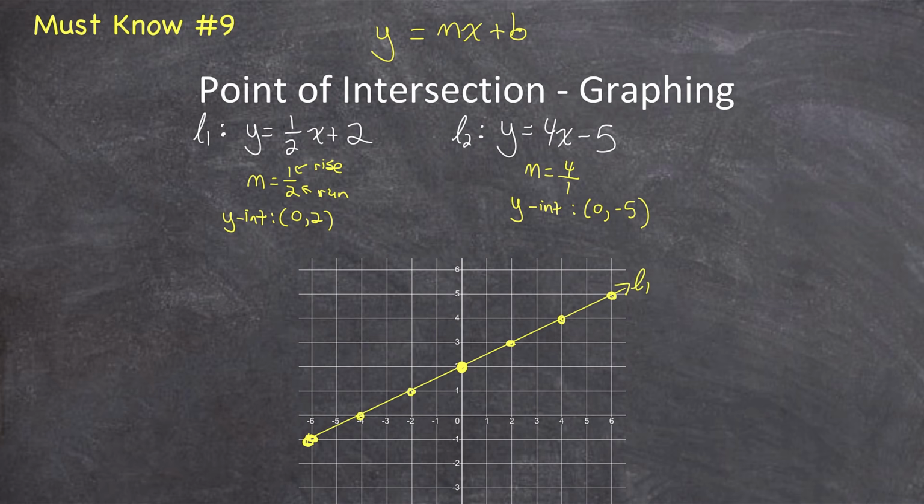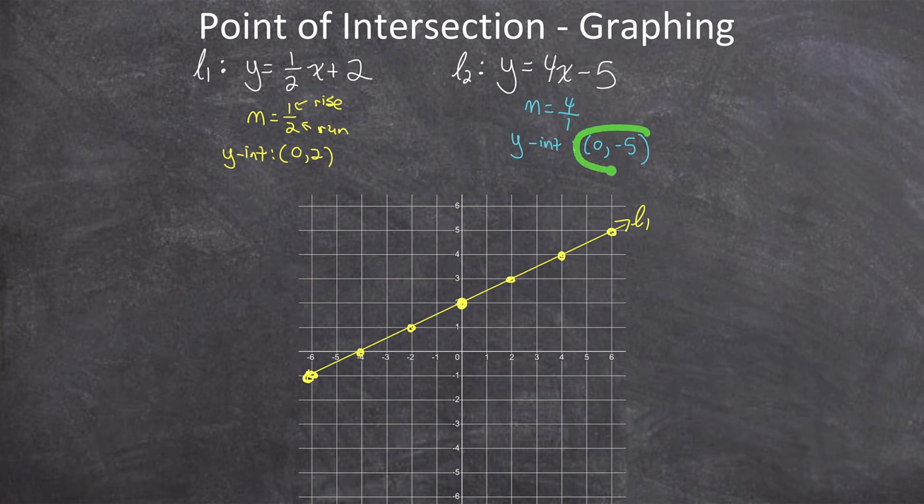Now I also have to graph line 2 and see where they cross. And now to graph line 2, let me do this in a different color. I can graph line 2 by plotting its y-intercept at -5, and then using the slope of 4 over 1, which tells me to rise 4, so up 4, and run 1, which means to the right 1. So if I go up 4 and right 1, I can plot another point on this line, and then continue that pattern, and I'll see it actually intersects the other line right there at the point 2, 3. So this right here is my point of intersection.